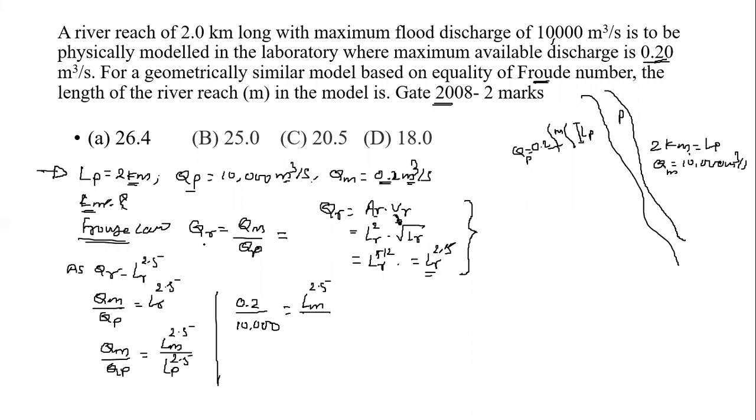we will be required to convert to meters. So 2 into 1 kilometer, that is 1000 meters, its power will be 2.5. Just rearrange the terms, you will get the length of a model, means length of the river in the model. Tell me the answers. That will be in meters.